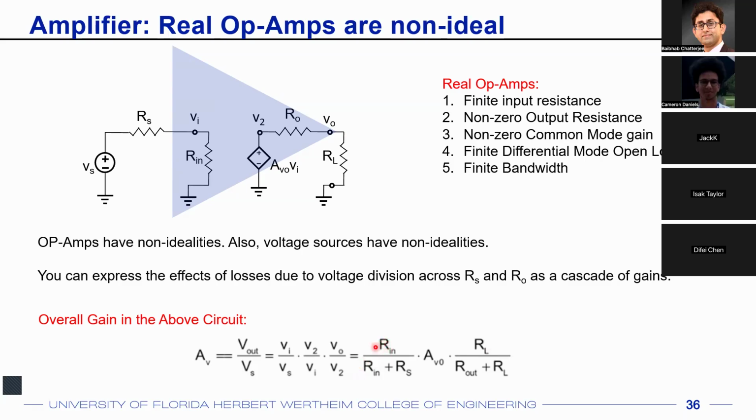Because if your Rin is infinitely large, this first term over here becomes 1, because Rin is infinitely large. So Rin divided by Rin plus Rs will become equal to 1. Similarly, you want Rout to be equal to 0 for an ideal op amp. And in that case, this voltage division ratio, the third term here, RL divided by Rout plus RL, will almost be equal to 1 if your Rout is 0.